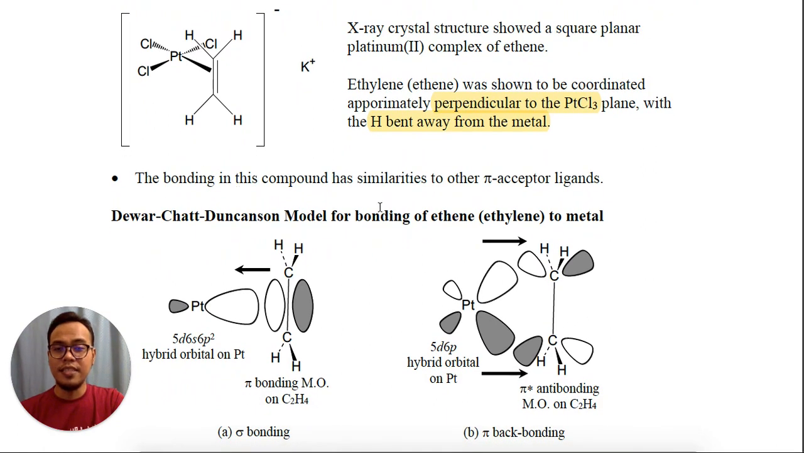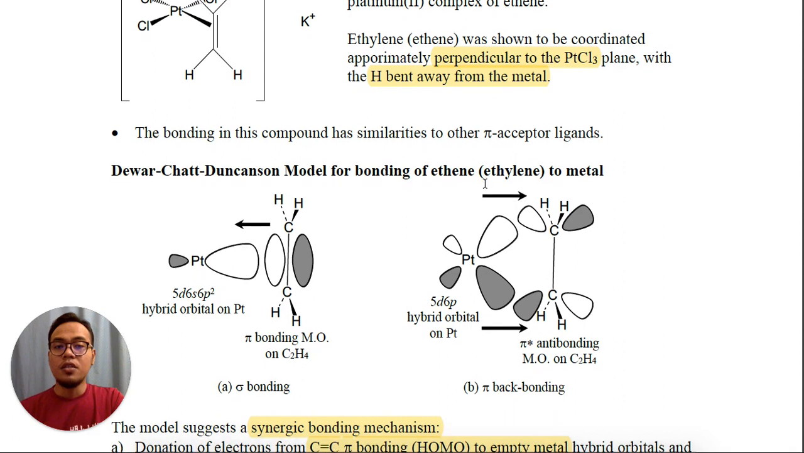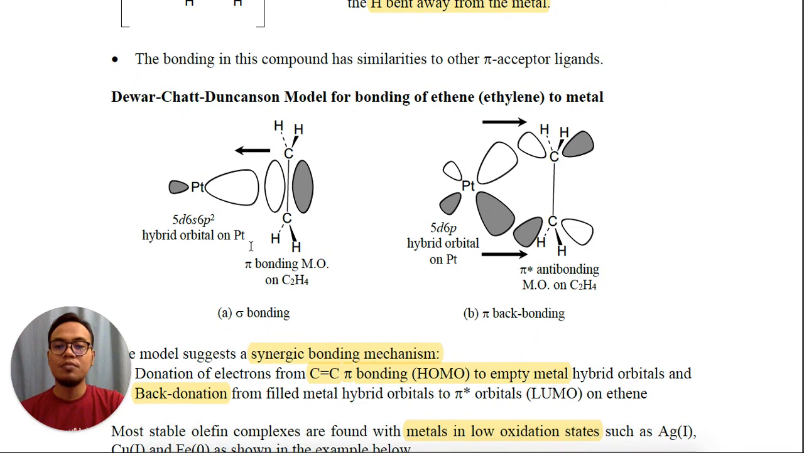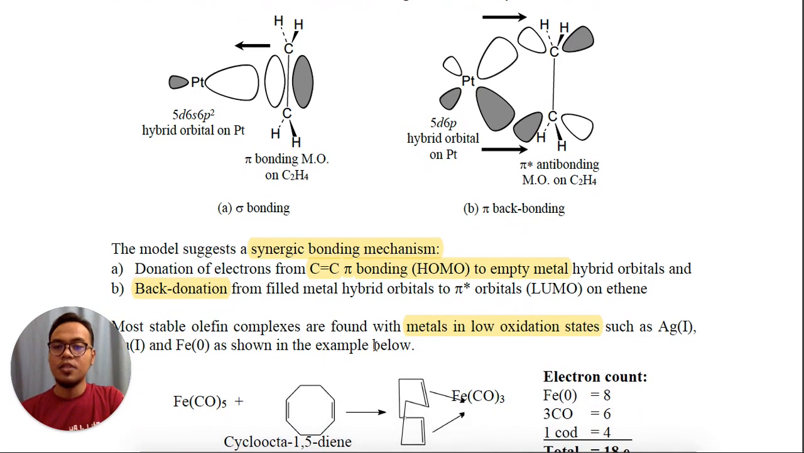The bonding in this compound has similarities to other pi acceptor ligands, like the ones that we did before. In order to better understand the mechanism for the formation of the ethene complex, we need to see this model. It is called the Dewar-Chatt-Duncanson model. This model will tell you how sigma bonding and pi back bonding happen. The first step is donation of electrons from C double bond C. There will be a richness of electrons there, which we call pi electrons. This is the highest occupied molecular orbital of your ethene, and those electrons will be given to the empty metal hybrid orbital.